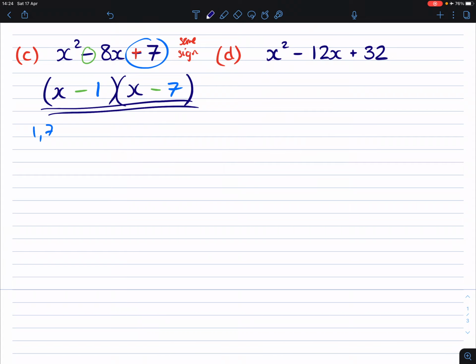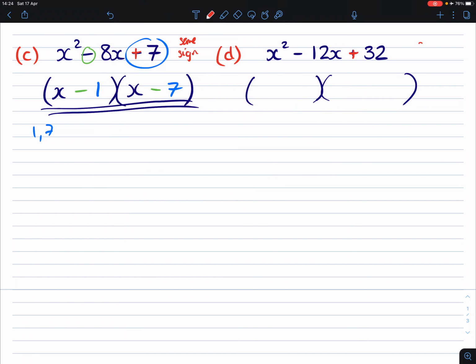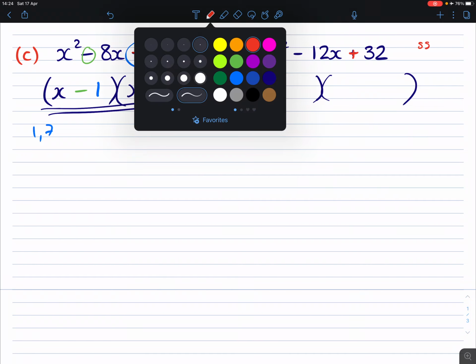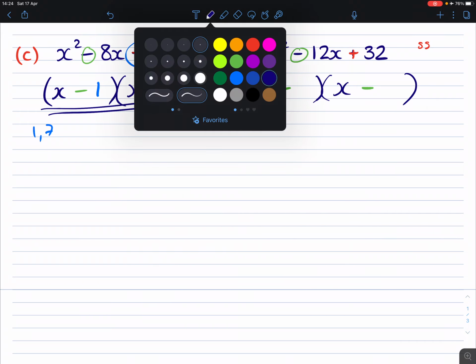Next one, x squared minus 12x plus 32. Nothing in common there, so we look to see if we can factorize into double brackets. The fact that we have a plus means it's the same sign, and then we look to the middle one to see what it is. So they're both negative. We have x times x makes x squared, and what times what makes 32.